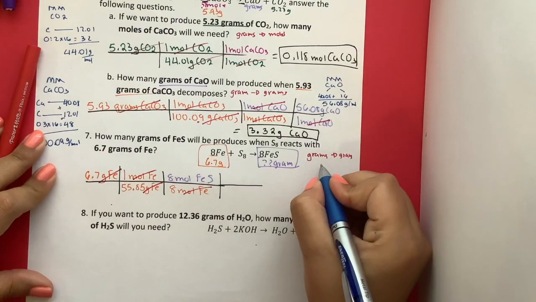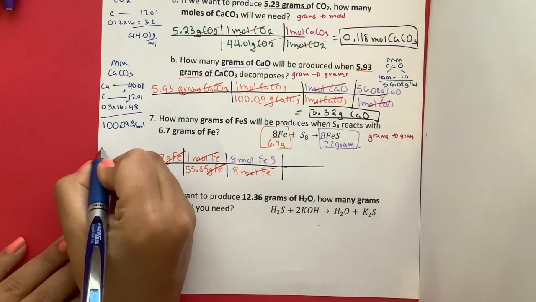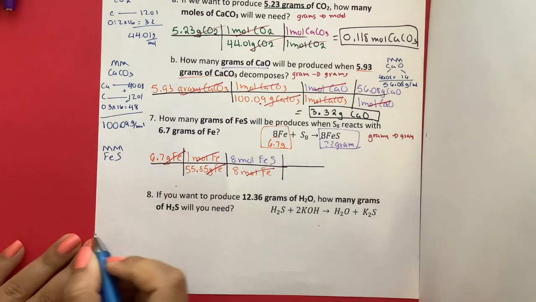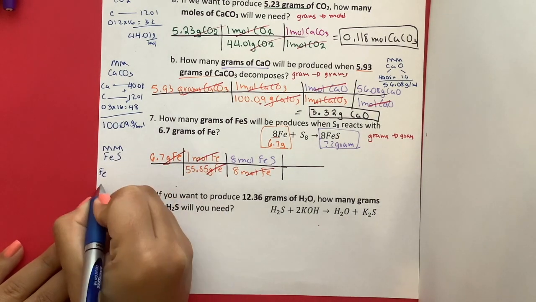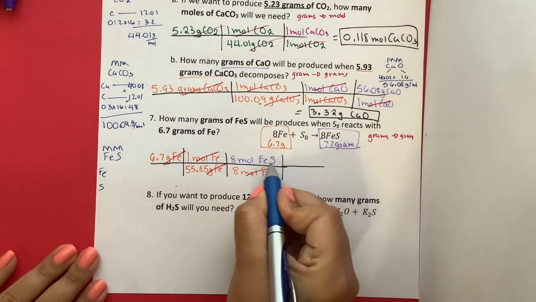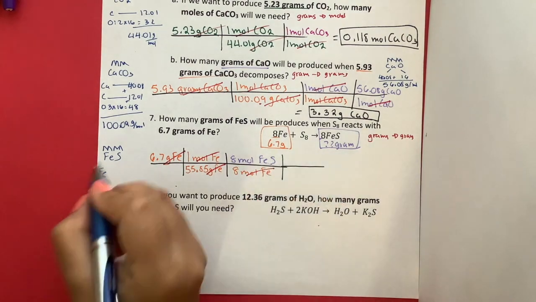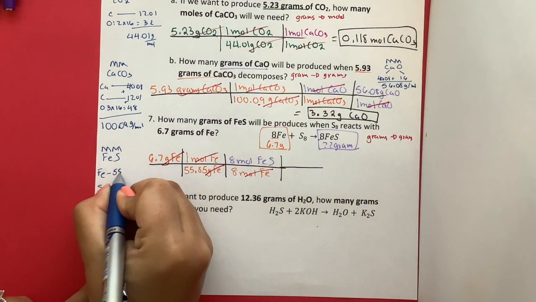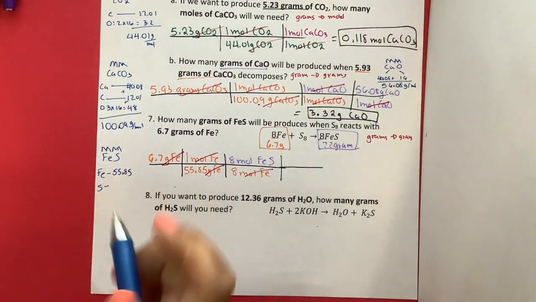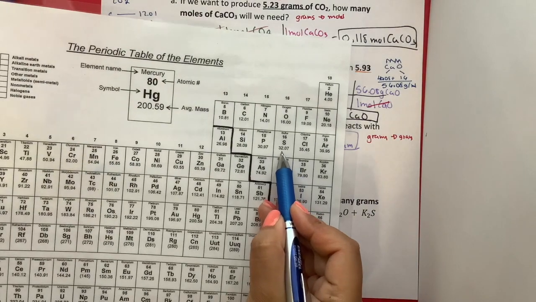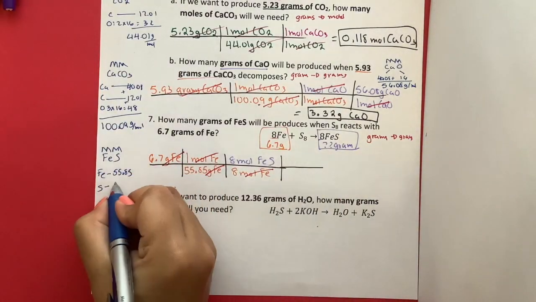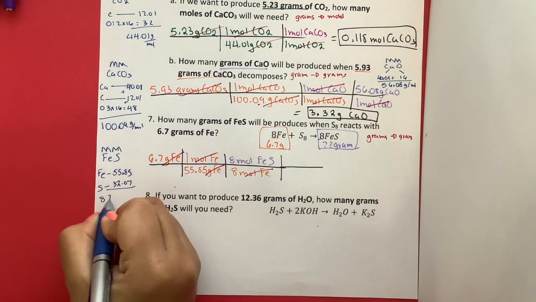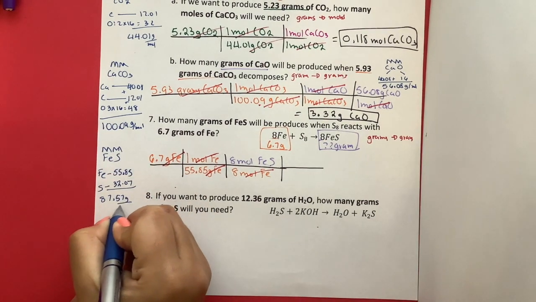Let me do it here. Okay, so molar mass of FeS. So I have iron and I have sulfur. I have 1 of each because there's no subscript, there's no real number behind it. So the mass of iron, like we said before, was 55.85. The mass of sulfur is 32.07. I add them and I get 87.57 grams per mole.